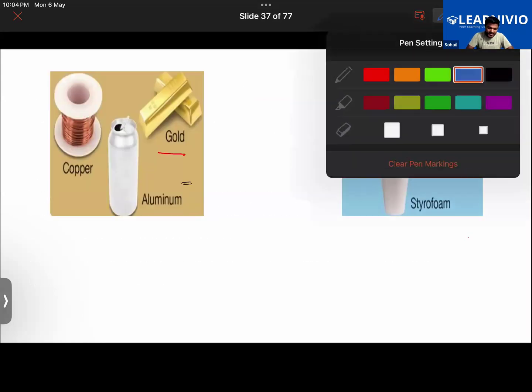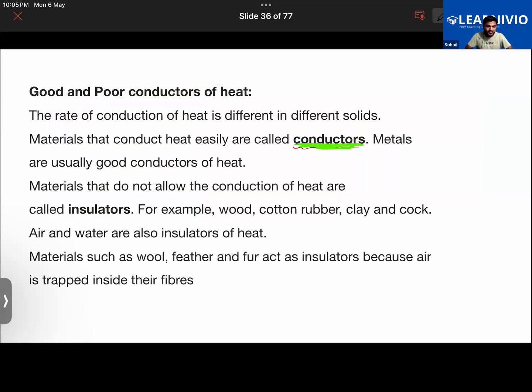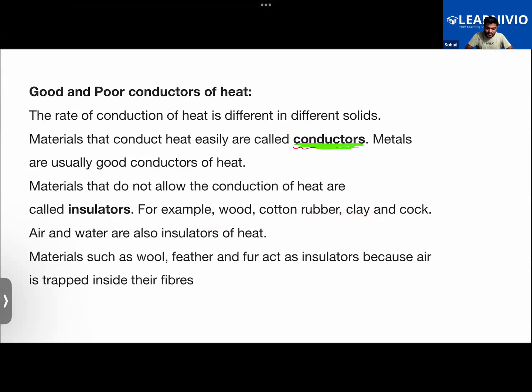Then you have the example of iron also. We can count iron in it also. Iron, steel, those are good conductors. They become hot. While you have objects like wood, cotton, rubber, clay, or the cork used in closing a bottle. The thing is that they are poor conductors of heat. They do not allow heat to pass through easily. Air and water are also poor conductors of heat.